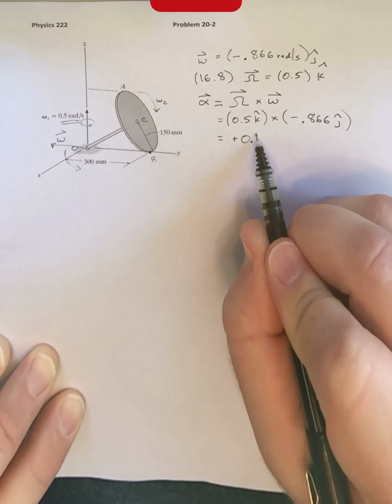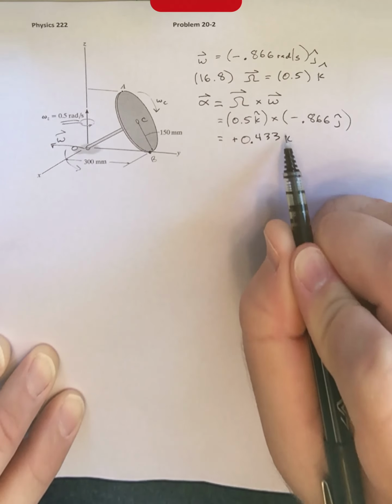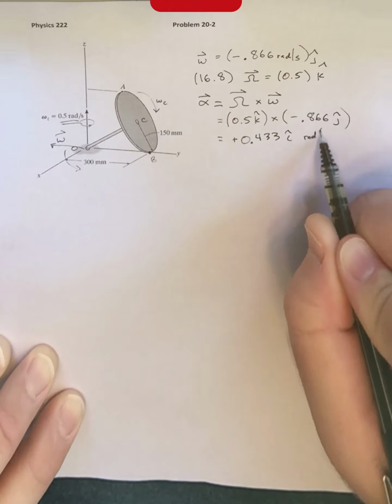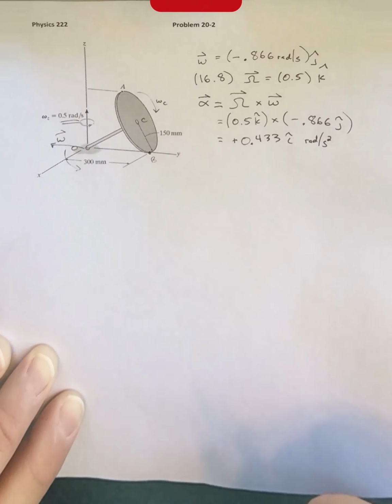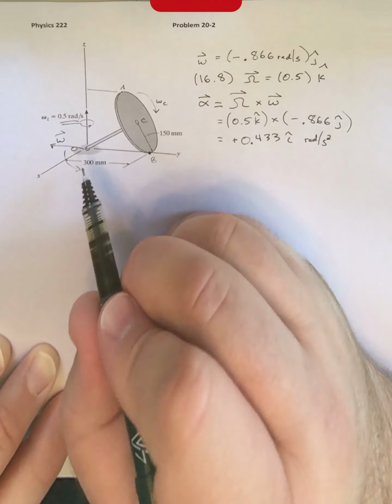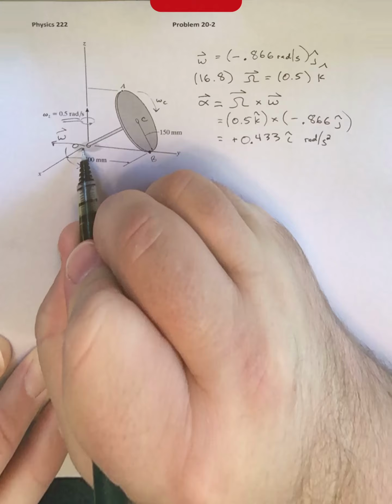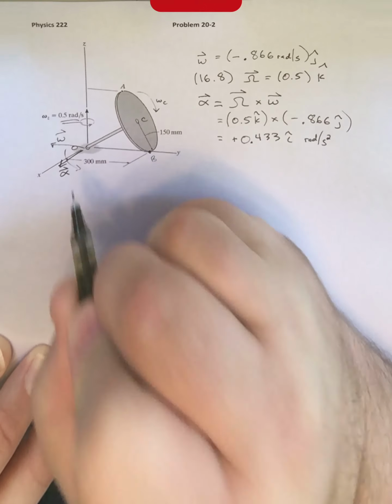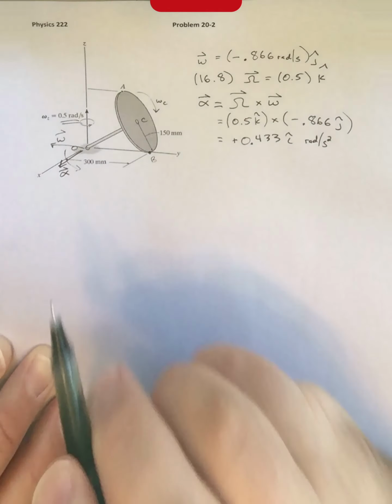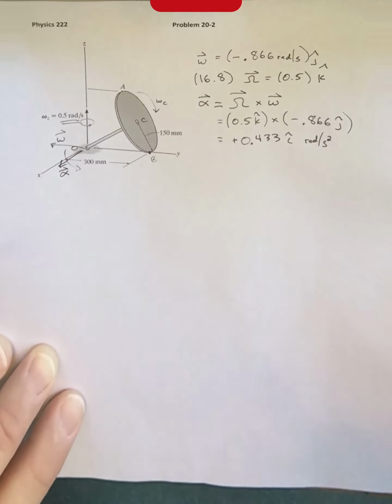0.433 i hat, and that's measured in radians per second squared. Again, it takes a little bit to get used to thinking about these vectors. Our omega vector is pointing in this direction. Our alpha vector is pointing in the positive i direction. Notice that it is perpendicular to this angular velocity vector omega.